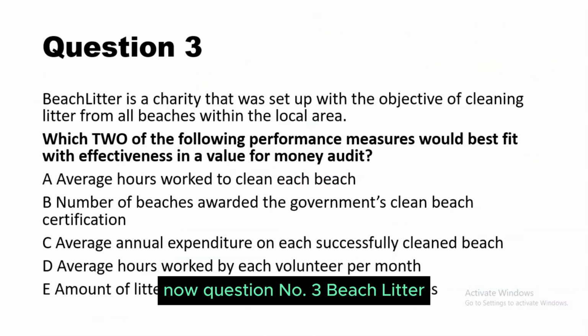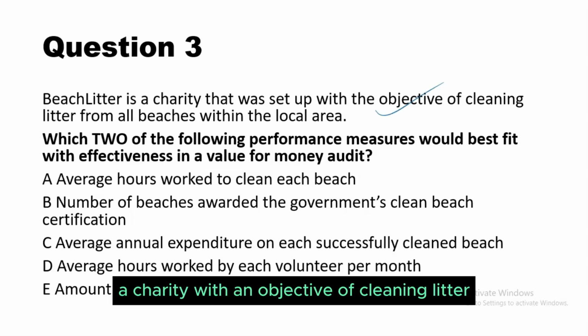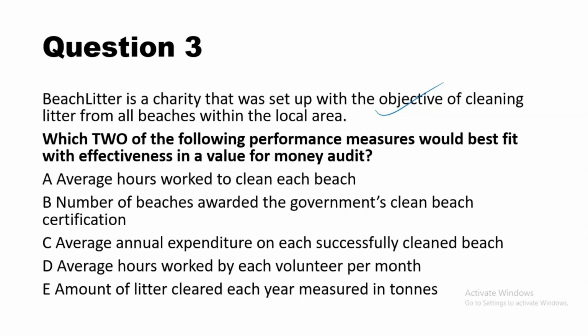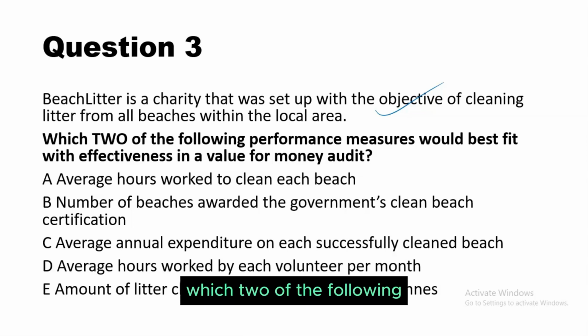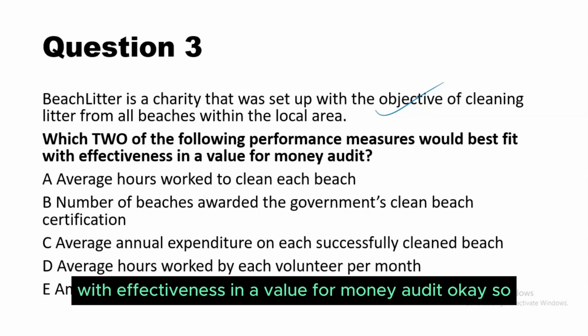Now, question number 3. Beach litter is a charity that was set up with the objective of cleaning litter from all beaches within the local area. So this was a charity with an objective of cleaning litter from all beaches within the local area. Which two of the following performance measures would best fit with effectiveness in a value for money audit?